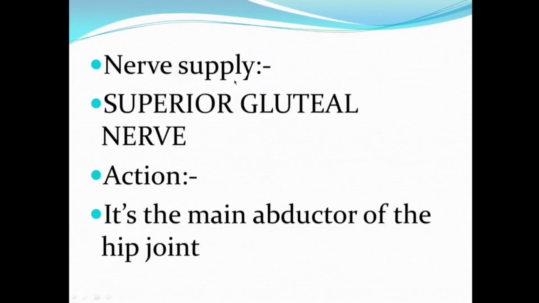Next we will talk about its nerve supply. Its nerve supply is the superior gluteal nerve, and its action is, it's the main abductor of the hip joint.